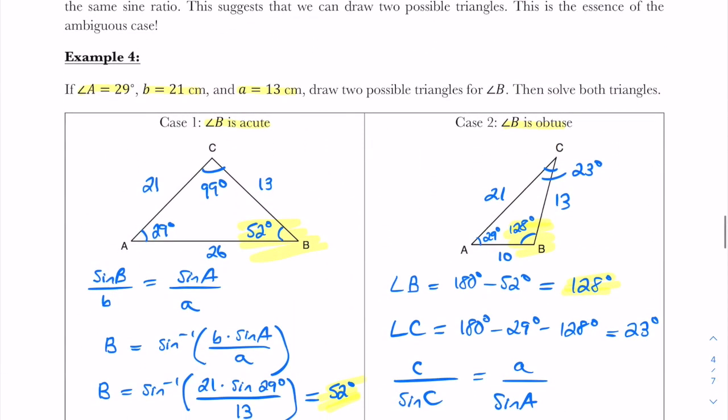Do you remember this one? You would draw the two possible triangles, one where angle B is acute, the other where it's obtuse, and you would solve them separately.